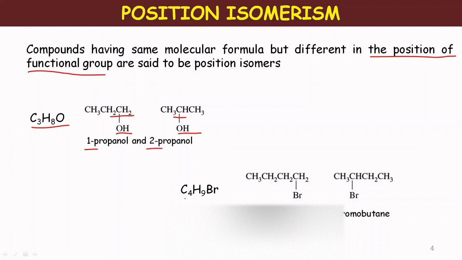Similarly, C4H9Br, it is 1-bromobutane and 2-bromobutane. Here bromo is the functional group. So the position of that functional group is different in both cases. Hence these two compounds are called position isomers. So the position of the functional group is the only difference. Then it is called a position isomer, and the whole phenomenon is known as position isomerism.